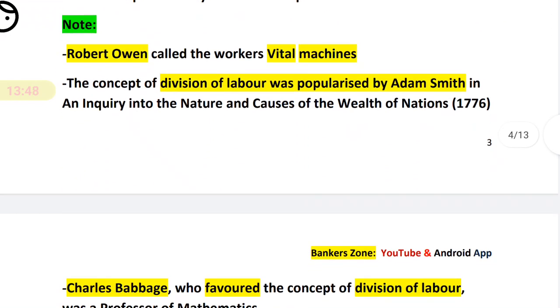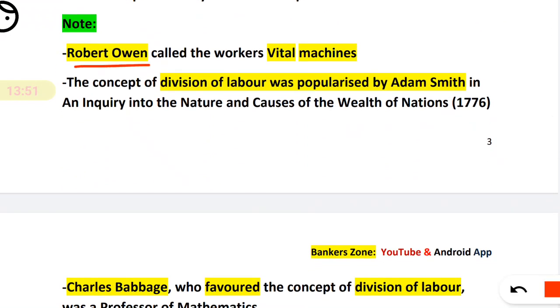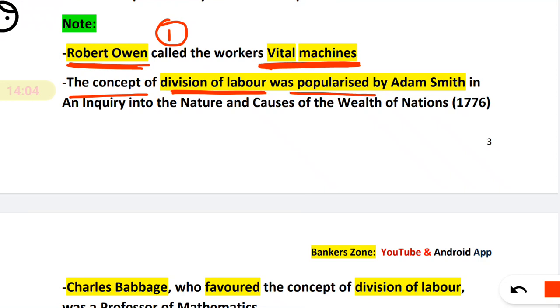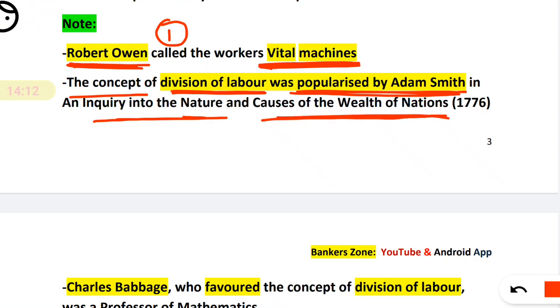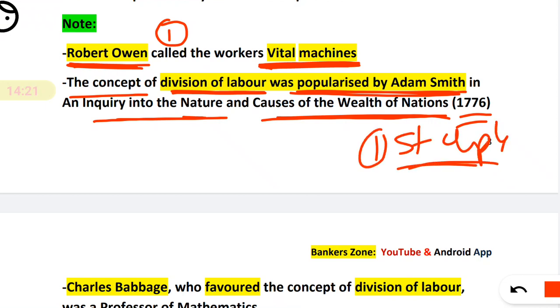Now, what you have to note here is that Robert Owen called the workers the vital machines. It is the first perspective we have discussed, that Robert Owen called workers the vital machines. And second, the concept of division of labor was popularized by Adam Smith in the book An Inquiry into the Nature and Causes of the Wealth of Nations in 1776. We have discussed this in the first chapter also, about this book, An Inquiry into the Nature and Causes of the Wealth of Nations.